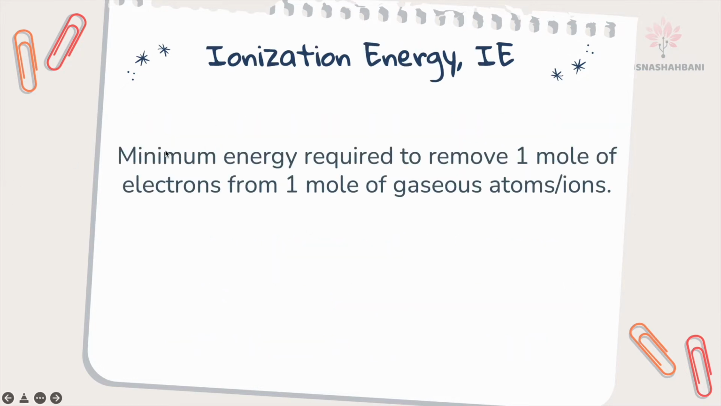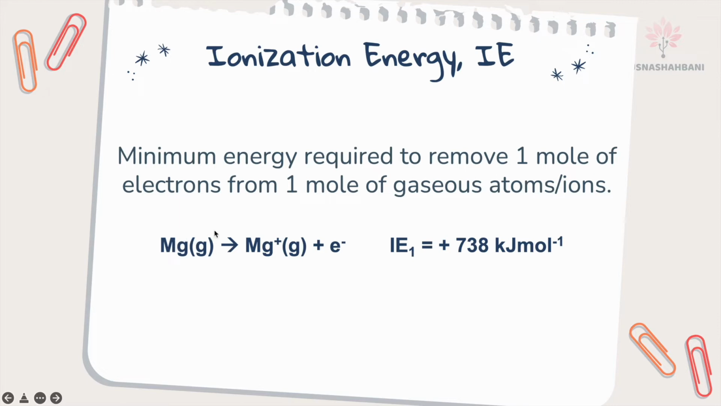Ionization energy is the minimum energy required to remove 1 mole of electrons from 1 mole of gaseous atoms or ions. So here ionization energy is removing an electron. Electron affinity is accepting an electron. This is the opposite of electron affinity. For ionization energy, you remove 1 mole of electrons from 1 mole of gaseous atoms or ions. So if this is the first time, it is the first ionization energy, the minimum energy required. Energy required means an endothermic reaction, so it is a positive sign.